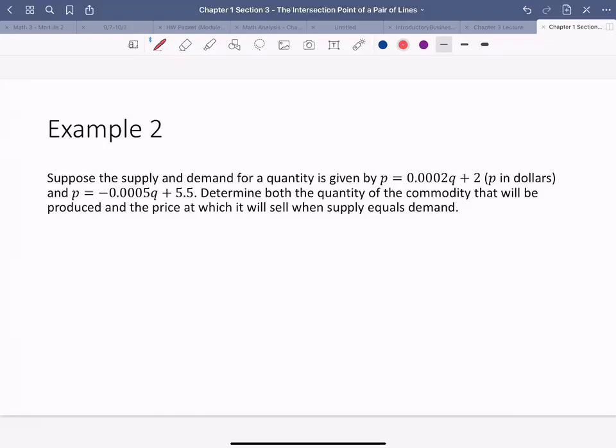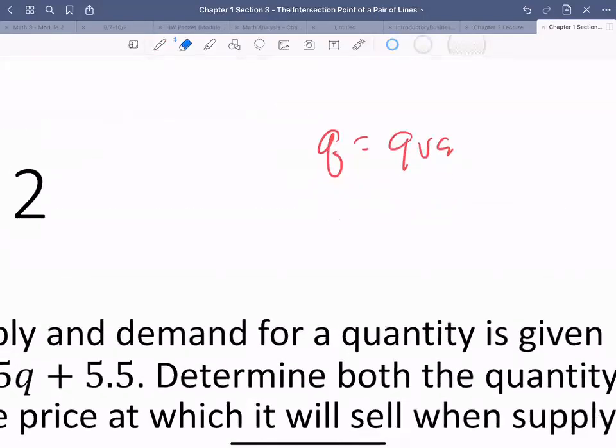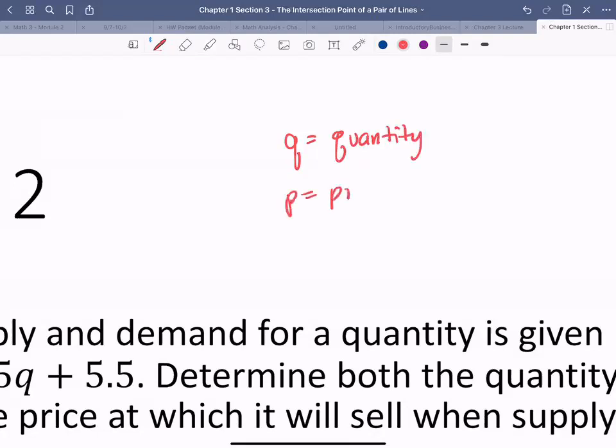Determine both the quantity of the commodity that will be produced and the price at which it will sell when supply equals demand. So what that says is you're determining the quantity of the commodity, which is Q, and the price, which is going to be Q comma P. So Q again is the quantity, and then P is the price.